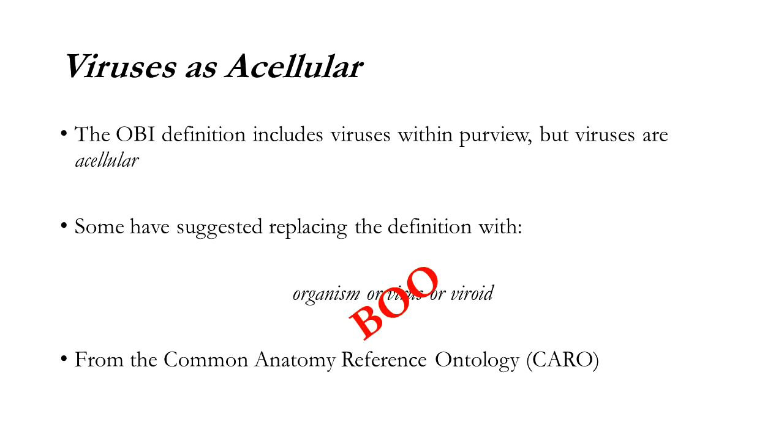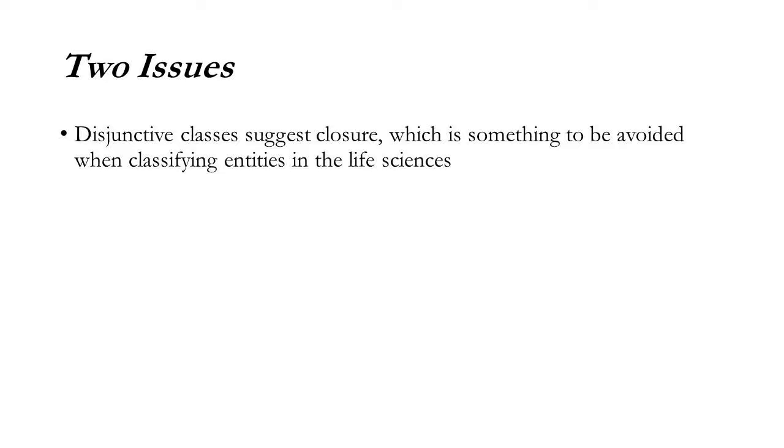I say boo. Here are some issues. Disjunctive classes, like those classes involving an 'or' that way, suggest a closure over the class, which is something to be avoided when classifying entities in the life sciences. We don't want to say, this class covers this or this or this. We might be wrong, right? There may be new things that we discover. New discoveries are made all the time. For a while, we didn't know about viruses, for instance.